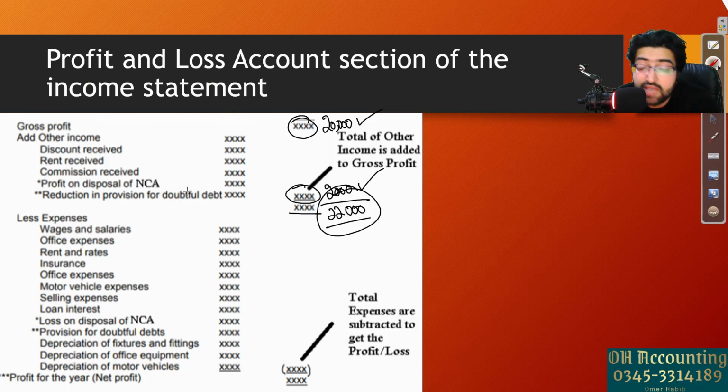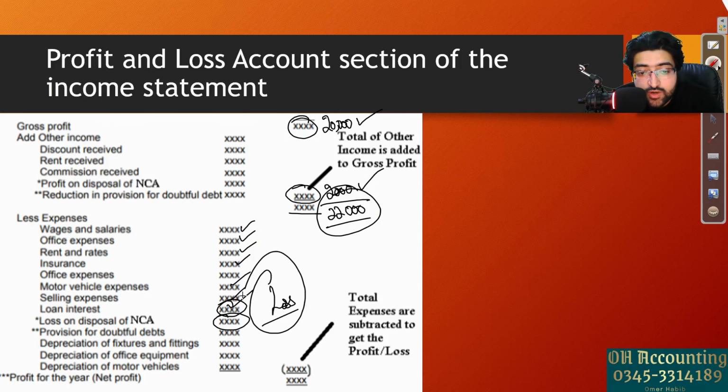Now I will have to subtract all the miscellaneous expenses of the business, such as wages and salaries, office expenses, rent, insurance, and then motor vehicle expense, selling expense, loan interest. Okay, the loan that you take from the bank or someone, you have to pay interest on that. Loss on disposal of non-current asset. Again, when you sell a non-current asset, you might also have a loss. In that case, it is your expense then. And so on. Depreciation, I will talk about these later, and then they will be clear to you.